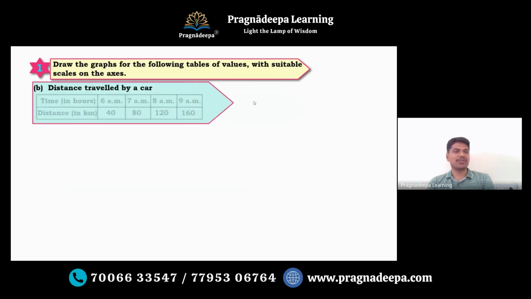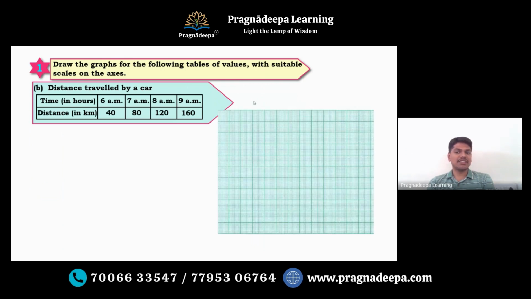Okay. Next, second question. Distance traveled by a car in hours and in kilometers. Yesterday we solved a similar problem where a cyclist was cycling, correct? So again, let us take a graph sheet. Let us draw the x-axis and let us draw the y-axis. On the x-axis, we will mark time in hours, and on the y-axis, we will mark distance in kilometers.